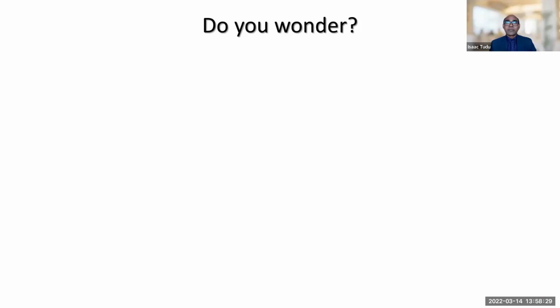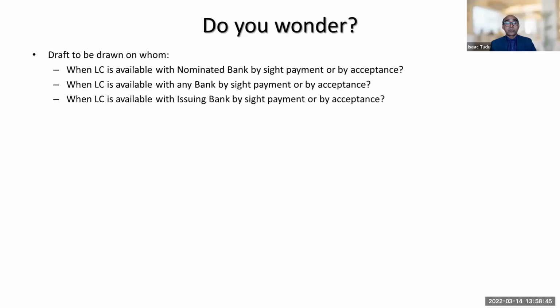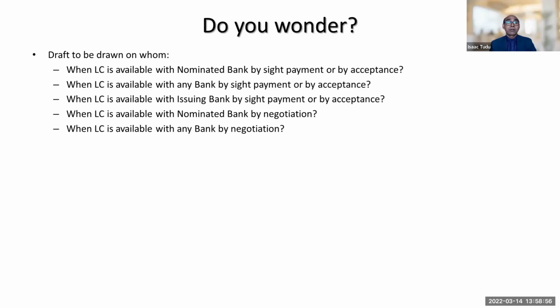LC. Do you still wonder draft to be drawn on whom when LC is available with nominated bank by sight payment or by acceptance? Or LC is available with any bank by sight payment or by acceptance. Draft to be drawn on whom when LC is available with issuing bank by sight payment or by acceptance, or LC is available with nominated bank by negotiation, or LC is available with any bank by negotiation. Draft to be drawn on whom.